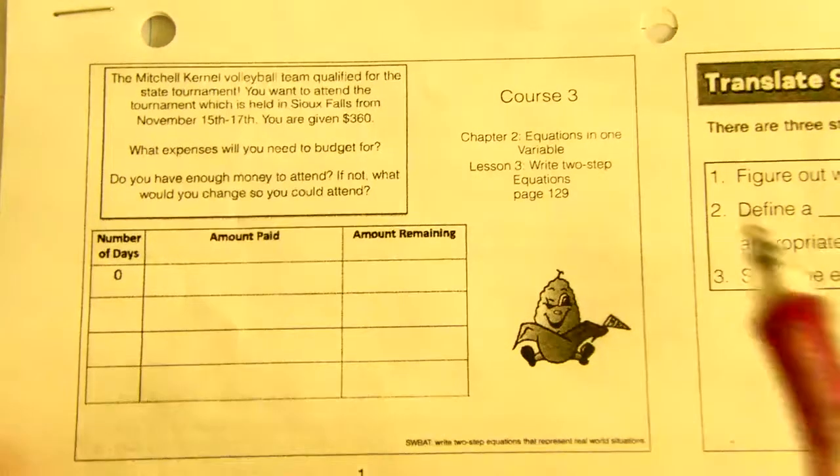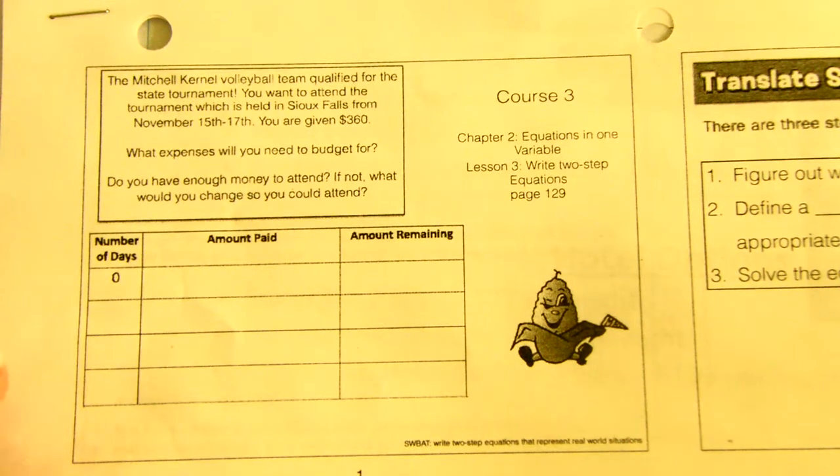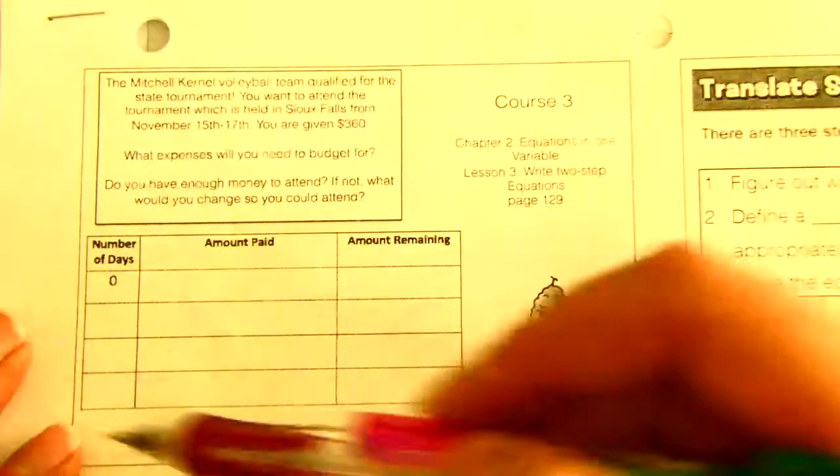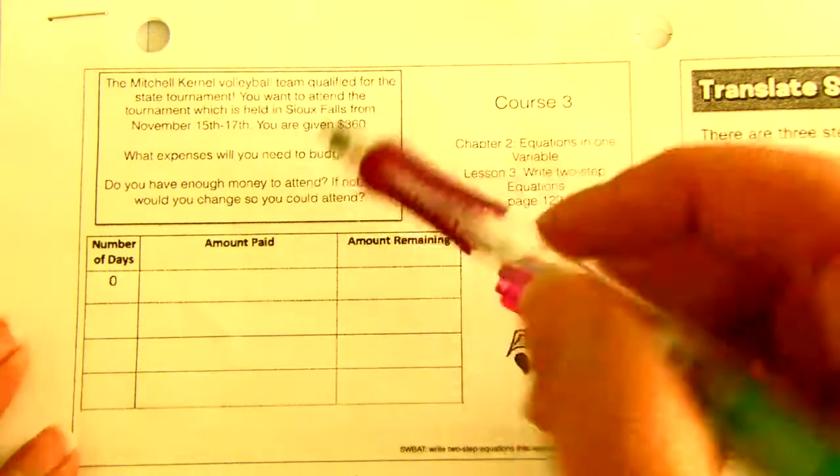Okay, today we're learning about writing two-step equations. So given some words, we write a two-step equation based off of that. Here's a little summary, recap, or preview of what we're doing.